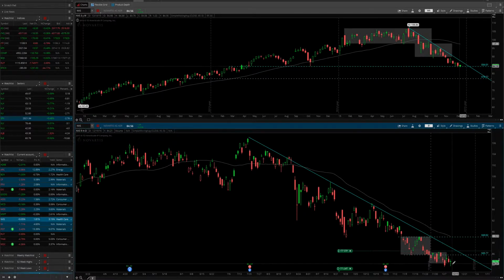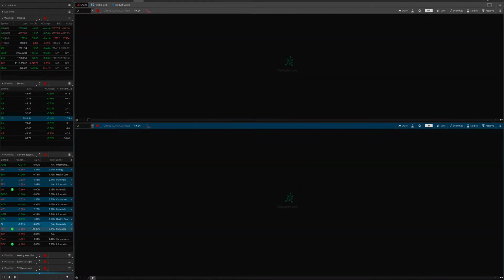NVS just continues to work. All right, just let it chop around. Ultimately, sideways to lower is the way we're heading here. You can see it has touched this 83.50 area, 83.75 a few times. Looking for it to break down. We are at some key support here, right around the 84 area. So just keep that in mind. That's why we've trailed our stop nice and tight. But again, want to let it work and see how it plays out.